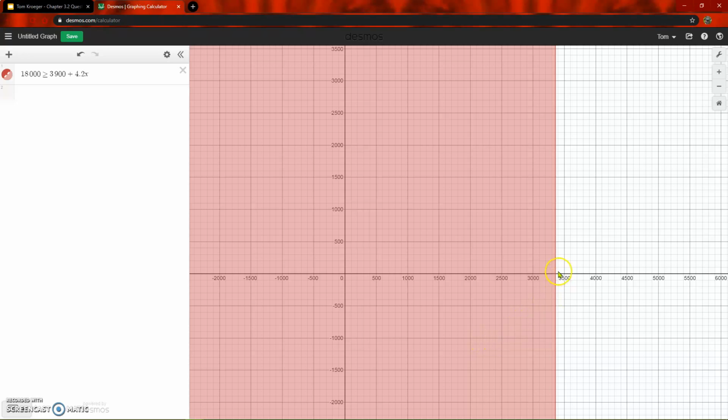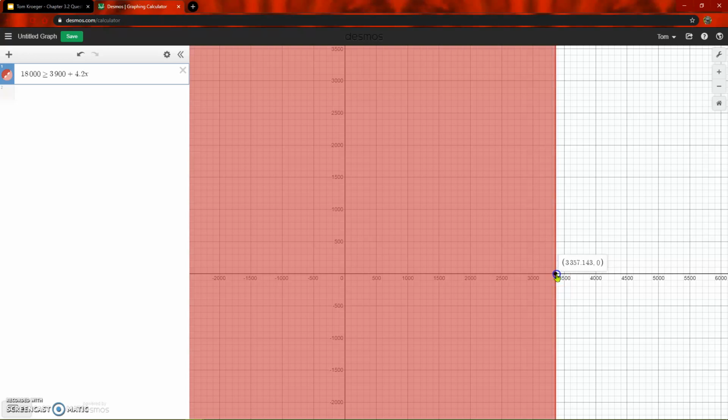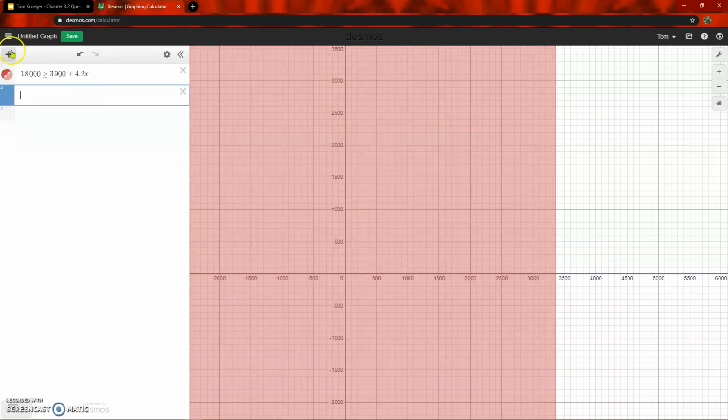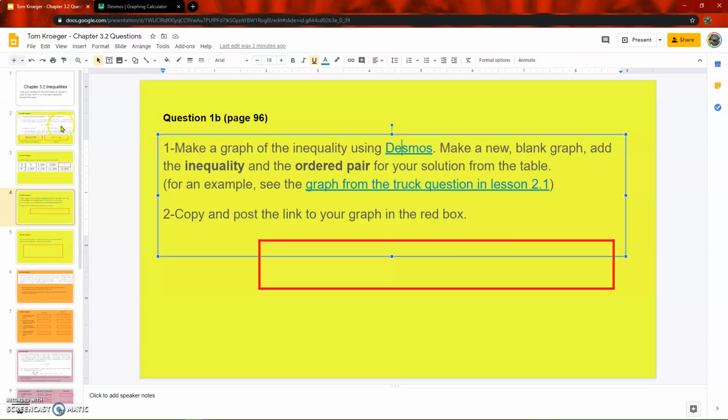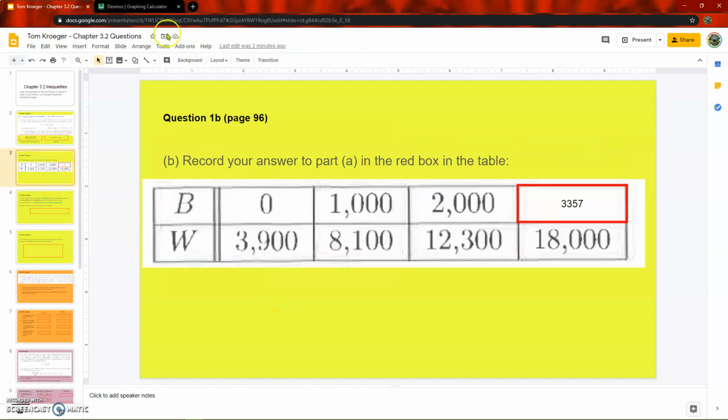Okay. And if you think about that, think about what is that number that's right there. That is our 3,357 bags right there. That is our amount. All right, let's put in a table. We're going to go to the plus, put in a table, and then we are going to copy down information from our table right here.